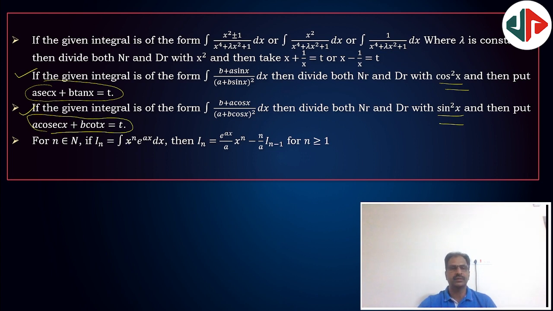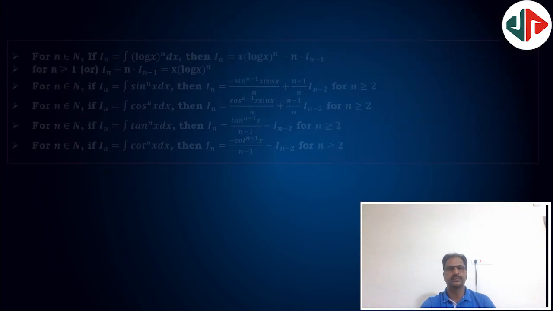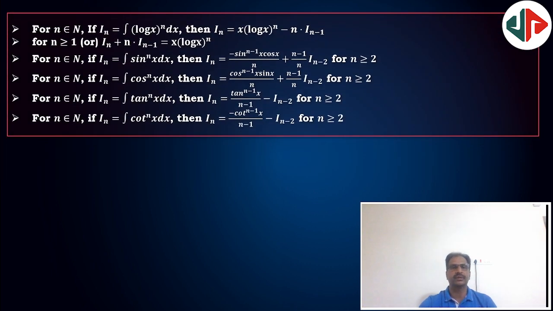Next, these are based on reduction formula. If In is equal to integral x power n e power ax, then In is equal to x power n e power ax by a minus n by a I n minus 1. All these are the reduction formula. Integral log x all power n dx is x into log x all power n minus n into I n minus 1.